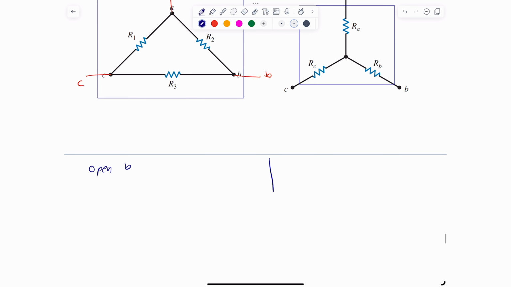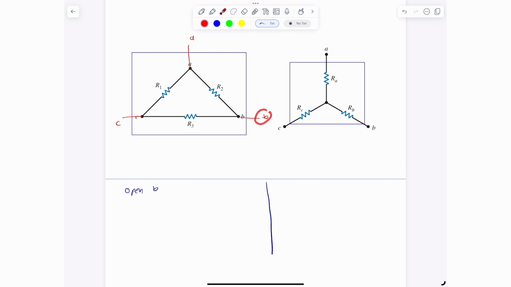So of course, if we open up B in here, that makes R2 and R3 in series, since nothing is connected in here. Yes, there's a wire, but this wire is connected nowhere, so it doesn't exist. So R2 and R3 become in series, and that resulting R2 and R3 in series becomes in parallel with R1, and we'll be able to see what RAC is. That's how we can do that.